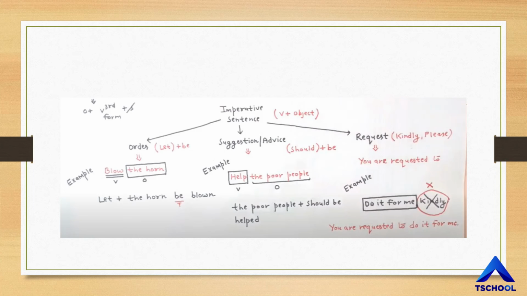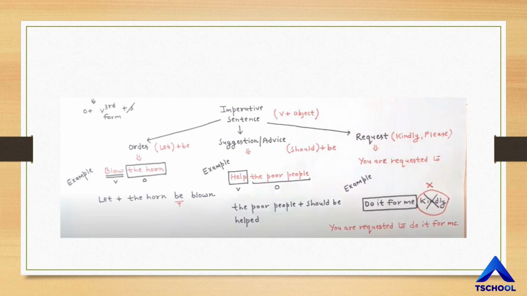So here, do it for me is the verb and kindly is the object. So the object will be removed, as it would be considered the subject. Object becomes subject. So kindly will be removed. Instead of kindly, which words are we going to put? You are requested to. So the answer is you are requested to do it for me.